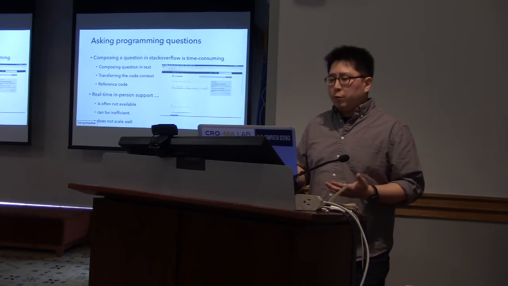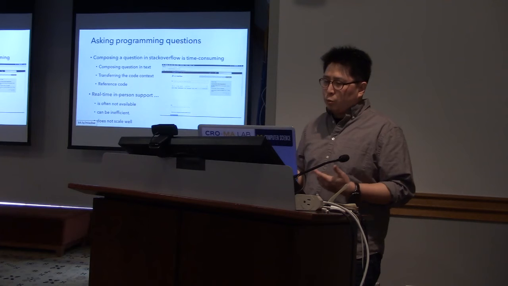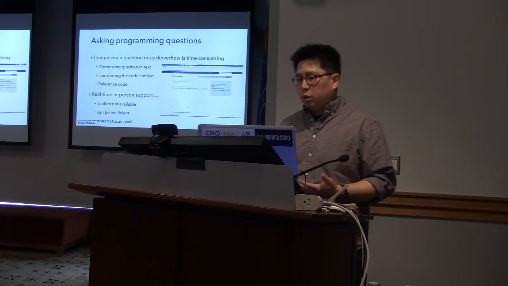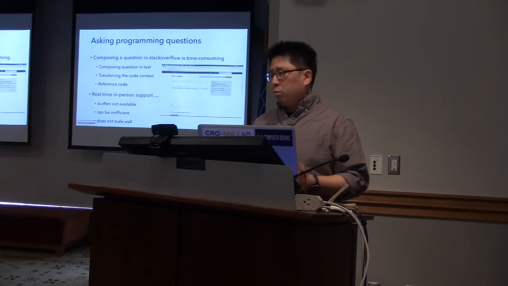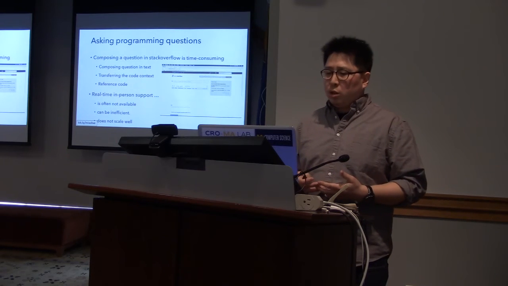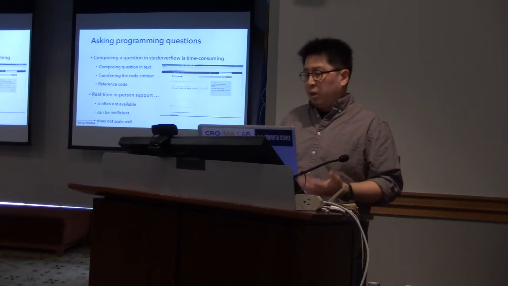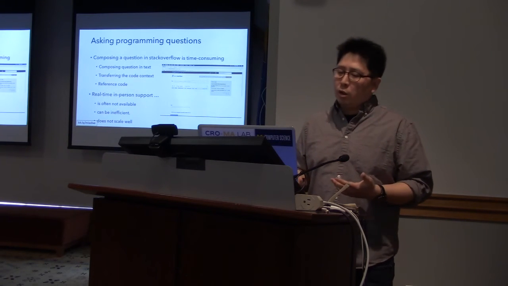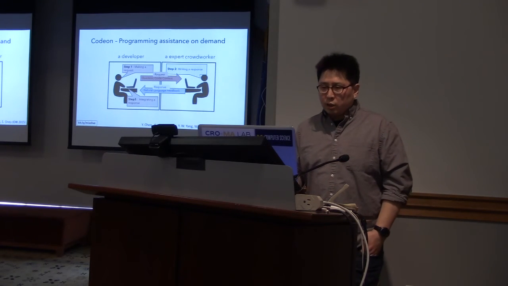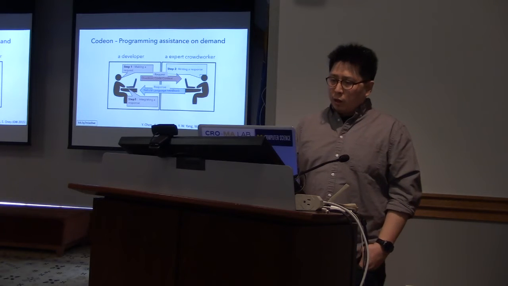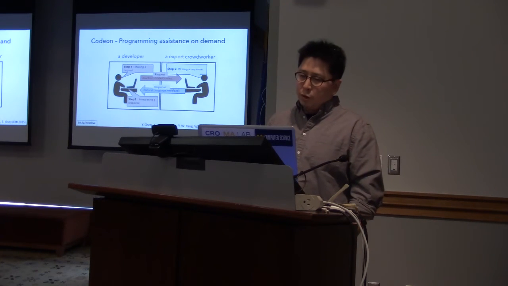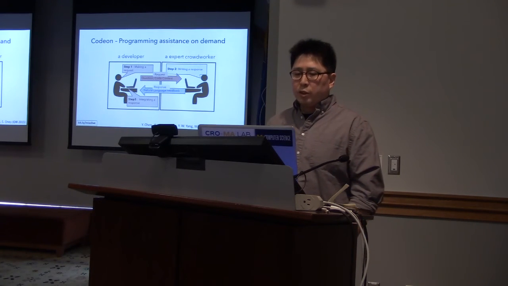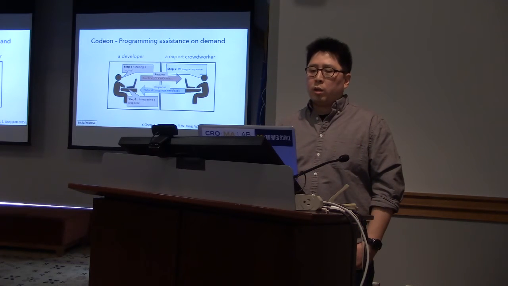So it would be ideal if you have a person right next to you who has the right expertise to answer the question, but such support is typically not available when you need it, and it can be inefficient compared to working in parallel, and does not scale well. To answer this question, I and my co-authors built Codon, an interactive system for seeking programming assistance online.